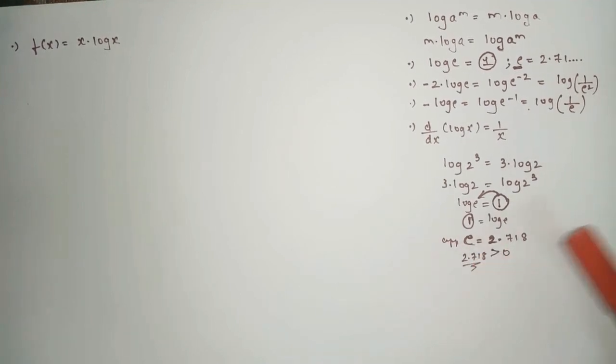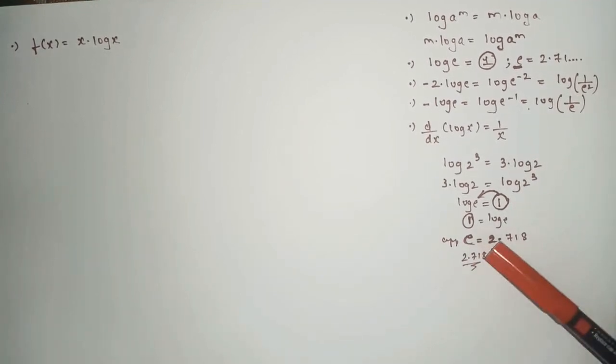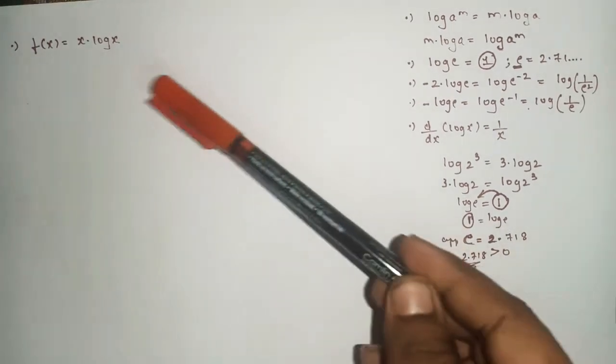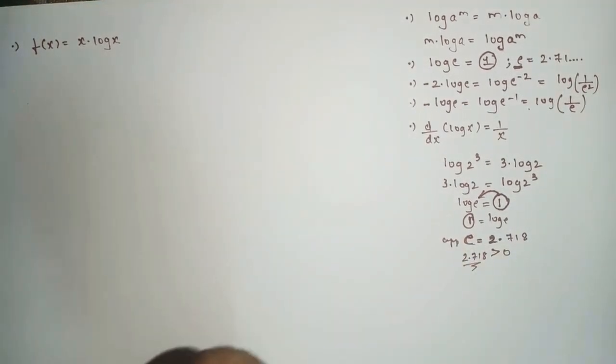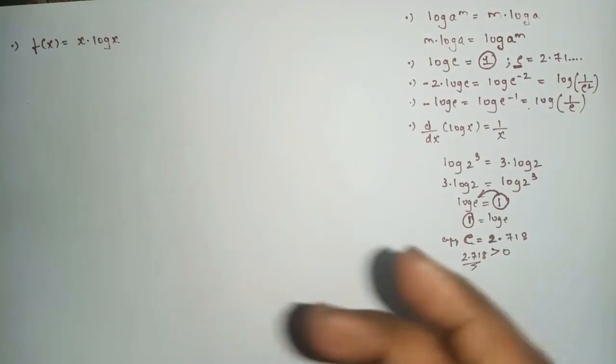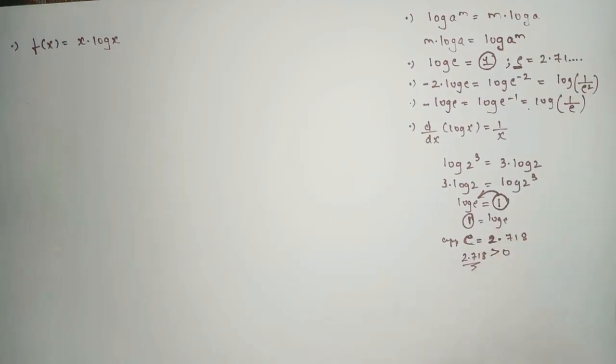So clearly we can see that if somewhere you get e, that e you have to replace by the value 2.718, and clearly it is greater than 0. When it is greater than 0, we all know what exactly we have to write for this type of sum to determine whether it is maximum or minimum. That we will see afterwards. Just remember these basic things about the logarithm.